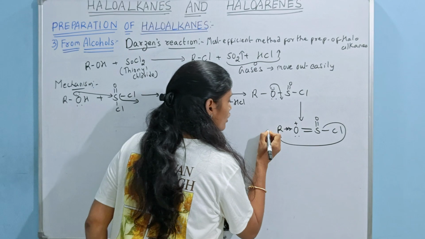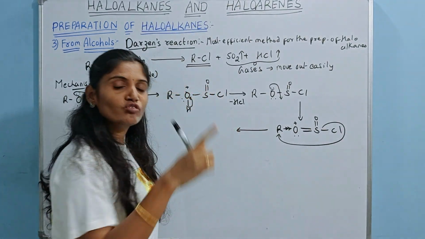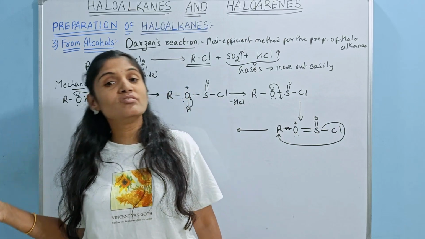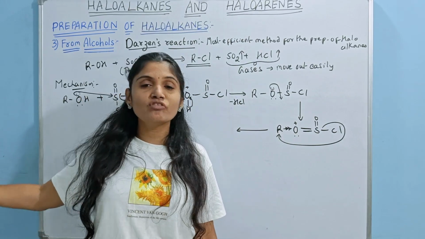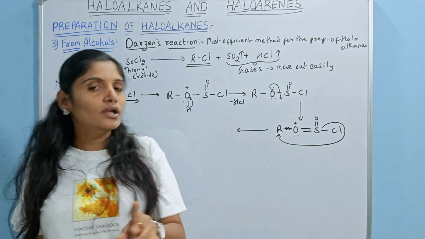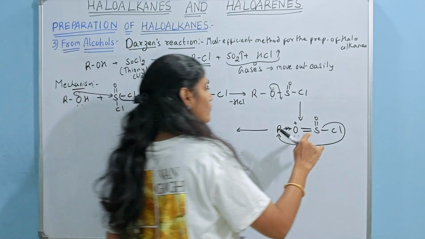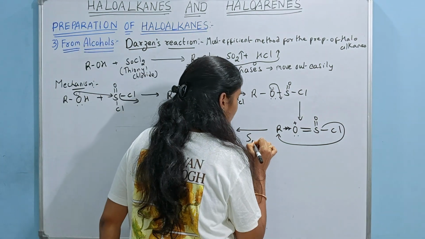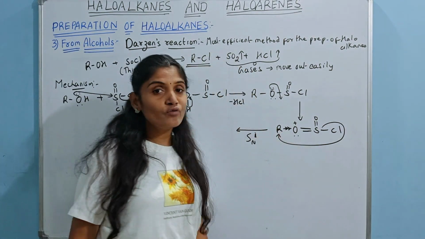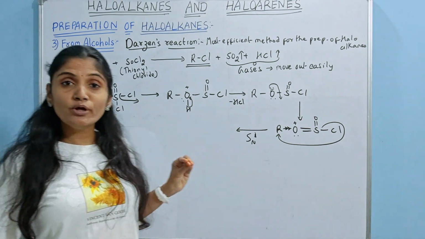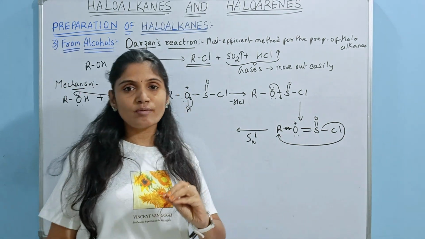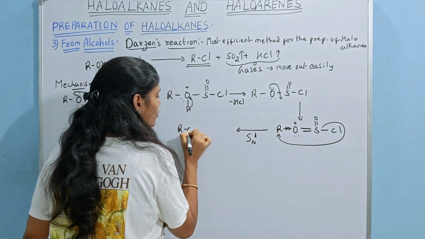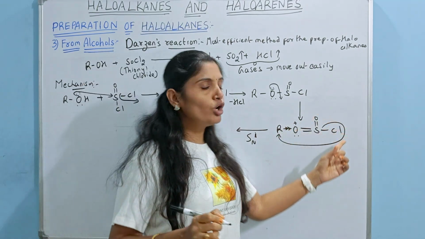Whenever the nucleophile is attacking within the molecule, I explained in the reaction mechanism when I was teaching you ROH plus PCl₅ gives RCl plus POCl3 plus HCl. There I clearly told you, whenever the nucleophilic attack is happening within the molecule, it is your SNi, intramolecular nucleophilic substitution reaction. Now what do you see here? RCl is formed.